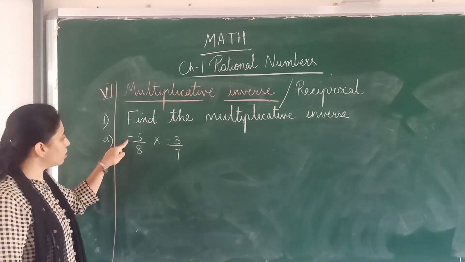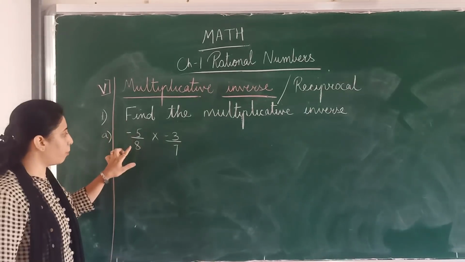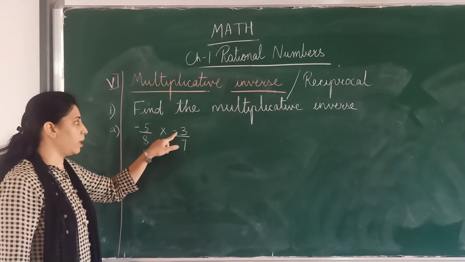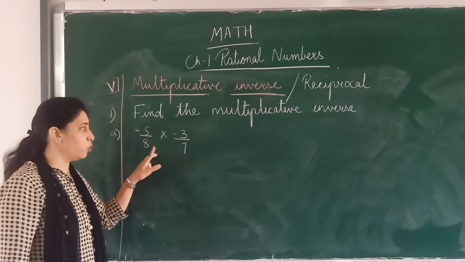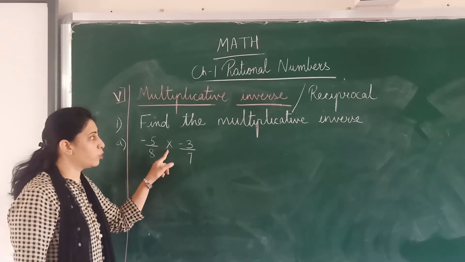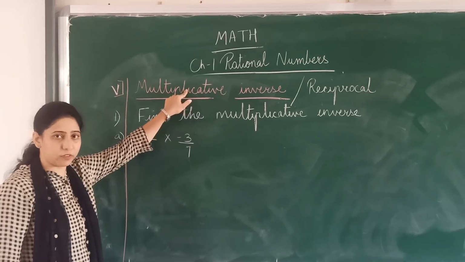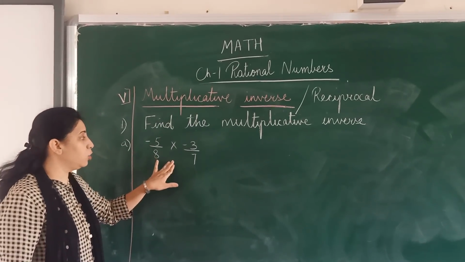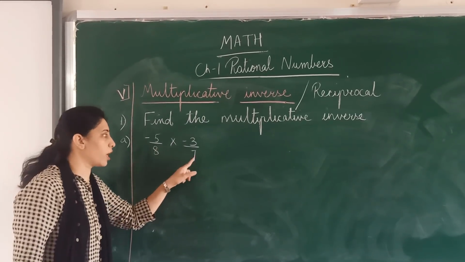So what is the sum given here? Minus 5 upon 8 and minus 3 upon 7. Two rational numbers are given. The main sign is multiplication. So what do we have to do? We have to find out the multiplicative inverse. But before that, you have to multiply these two rational numbers.